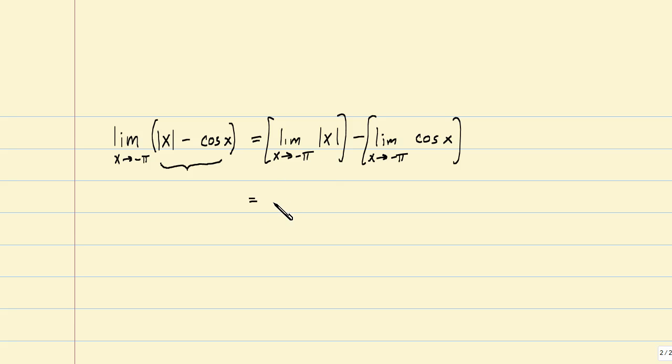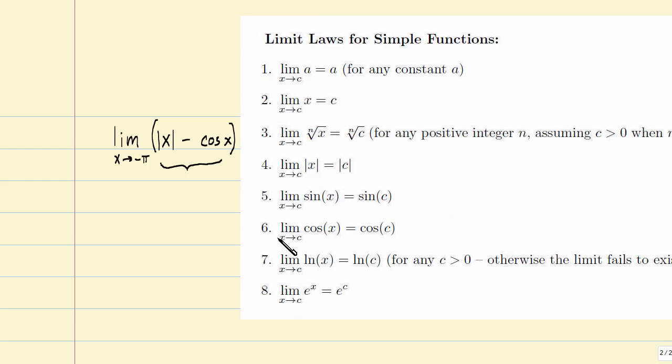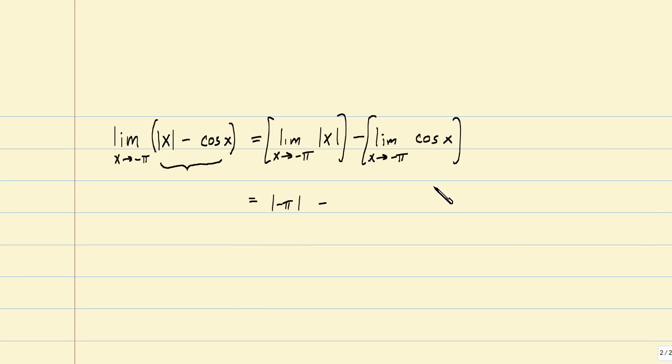So this first piece should be the absolute value of negative pi. And then we need this second piece. Here again, this is the limit as x approaches some value of a simple function, cosine of x. Simple enough that we have a limit law for it. Look down here at number 6. The limit as x approaches c of cosine of x is cosine of c. So again, all we have to do is plug this guy in for our value of x.